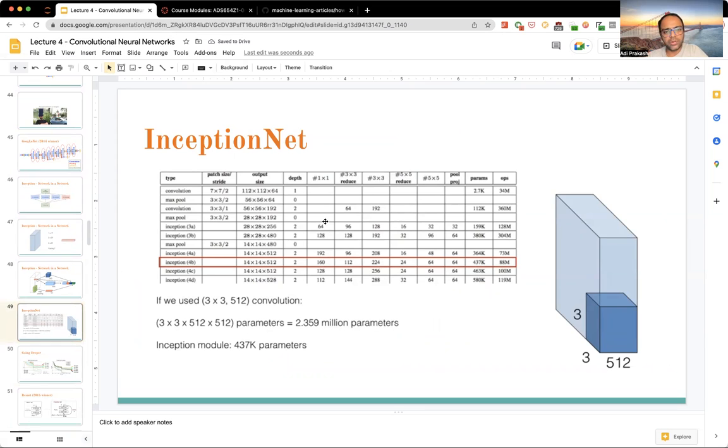Again, I will let you look at this on your own time, but definitely try to study and see the output size and the number of parameters, and you can also go and read this paper. It's nicely written and easy to understand. And this was 2014.